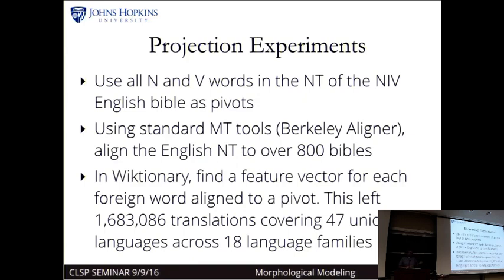So we found all the nouns and verbs in the New Testament of the New International Version of the English Bible, and we used them as pivots. And again, there'll be a picture. Using standard MT tools, including the Berkeley aligner, we aligned this New Testament portion of this Bible to lots of different Bibles in lots of different languages. For those foreign Bibles, whenever we could, we assigned them UniMorph feature vectors, which we got from Wiktionary, and I'll talk about how we did that in a little bit. And we ended up with 1.6 million translations covering 47 languages across 18 language families.